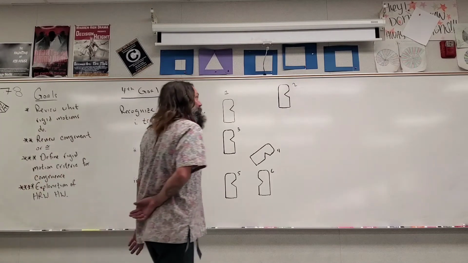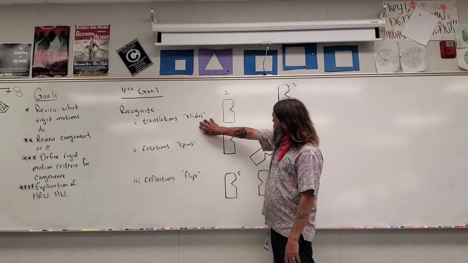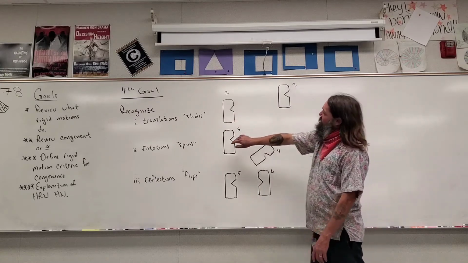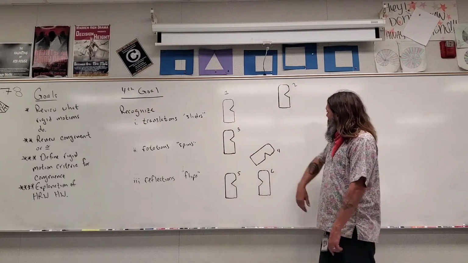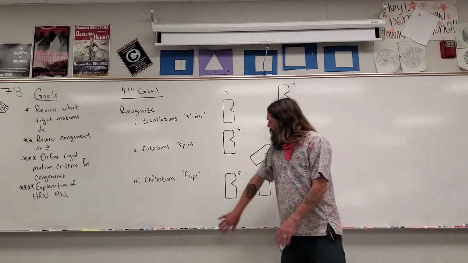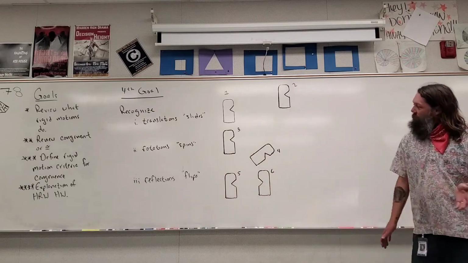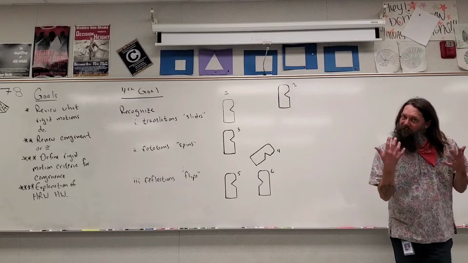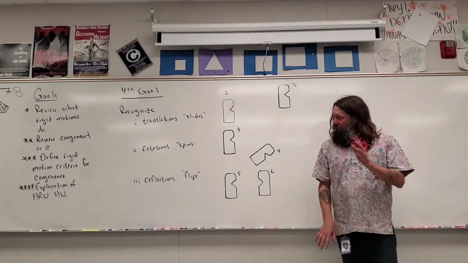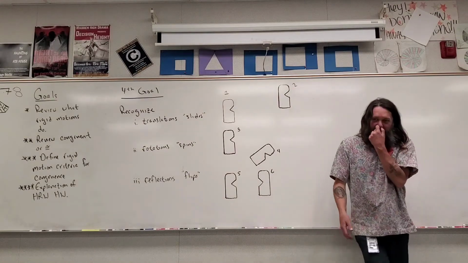So what I have here is a review. Recognize the translation, so a slide. So 1 would slide to where 2 is. A rotation, which is a spin. 3 spins to where 4 is. And a reflection, which is a flip. 5 flips to where 6 is. So there's the basic moves, right? But we want a sequence of events. And just by the way, I did trace a shape, and they're all the same shape. They're supposed to be the exact same, okay?